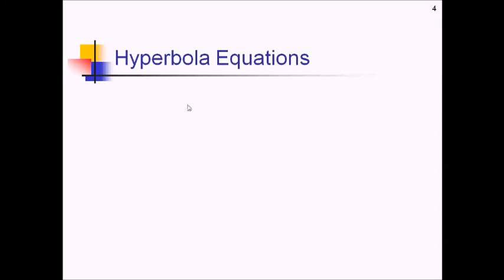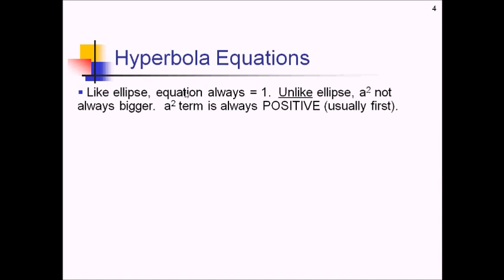Let's take a moment to talk about hyperbola equations now. Like the ellipse, the hyperbola equation always equals 1. Unlike the ellipse, however, a squared is not always going to be bigger now. The a squared term instead is always going to be the positive term, which we usually list first. Now, if we're talking about positive terms, yes, that means there's going to be a negative term in these.